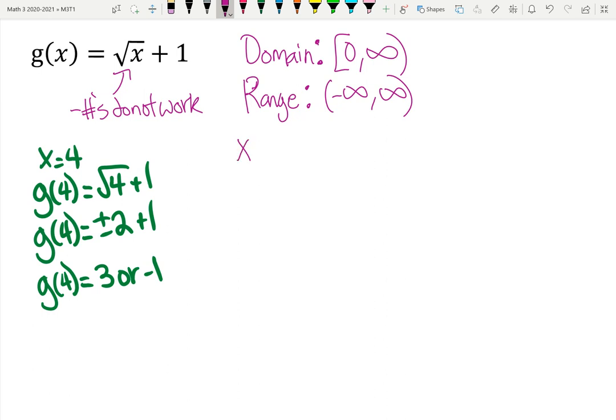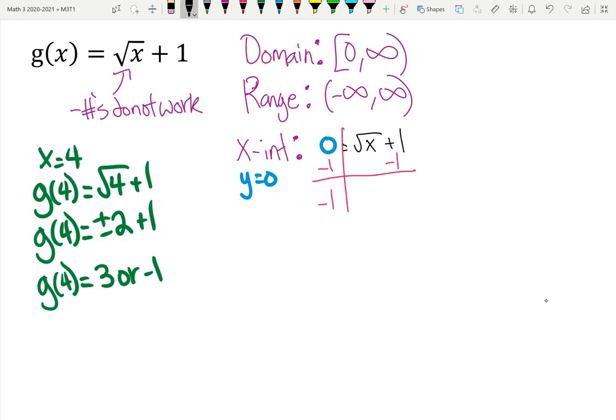To keep on going, to find the x-intercept, what I need to do is I need to let y equal 0. So again, I plug in for my y value, 0, which is equal to the square root of x plus 1. Let's get that square root by itself. Minus 1, minus 1. I have negative 1, which is equal to the square root of x. I have to square both sides, which is going to turn into a positive 1, which is equal to x. Therefore, my x-intercept is going to be 1, 0.